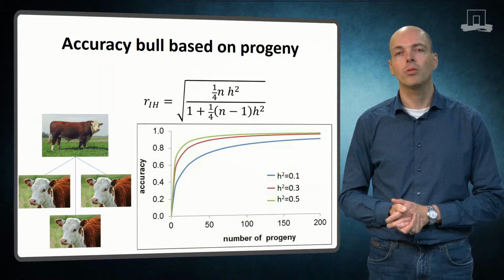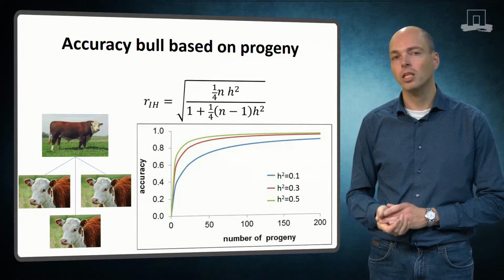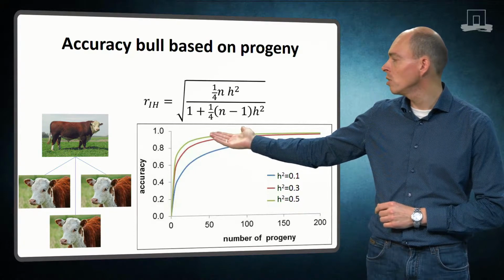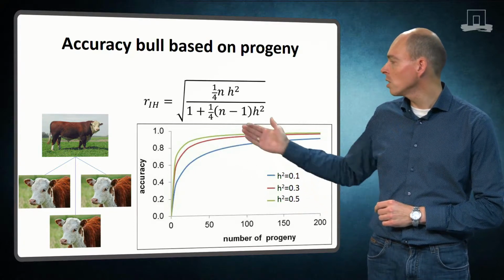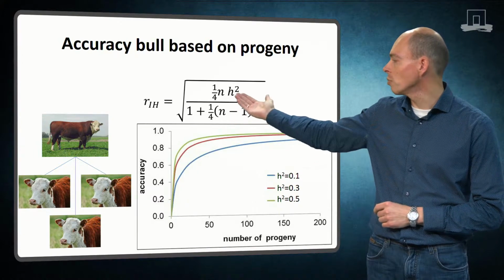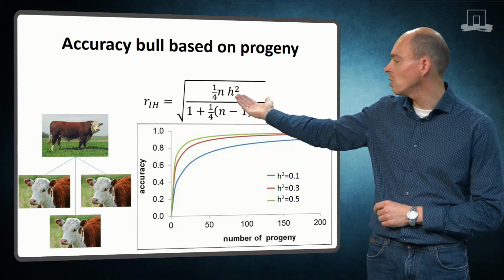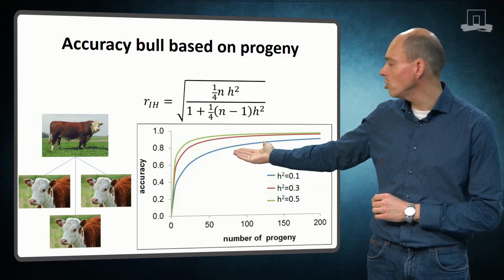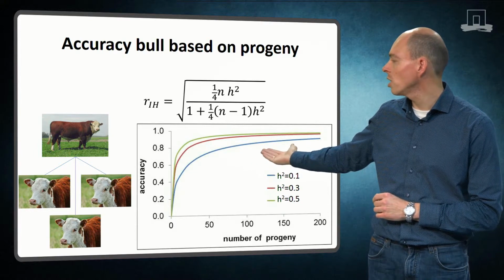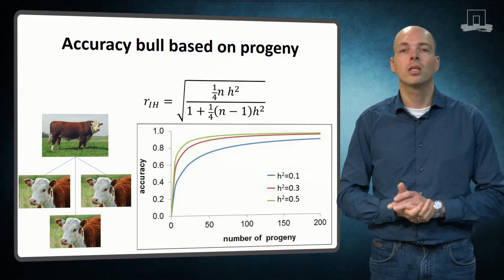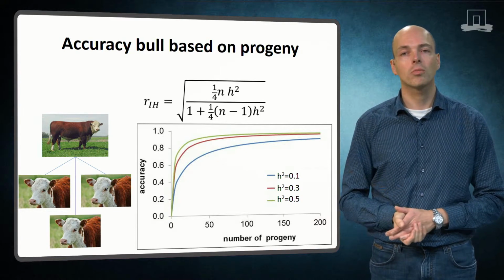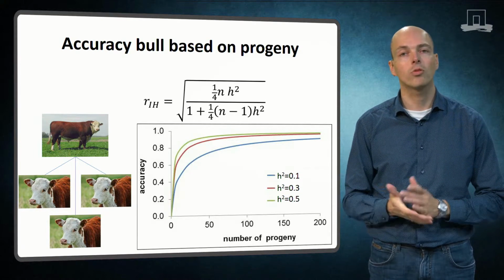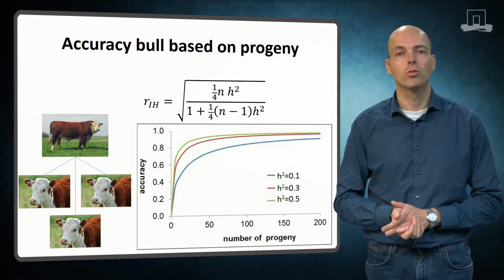The second example is the case when we want to calculate the accuracy of the breeding value of this Hereford bull for weaning weight based on his progeny. This equation contains only two variables: the number of progeny and the heritability. And this figure shows that the accuracy increases when the number of progeny increases and when the heritability is higher. Furthermore, we see that the maximum accuracy is approaching 1 if we have many progeny, because we get full information about the breeding value of this bull.